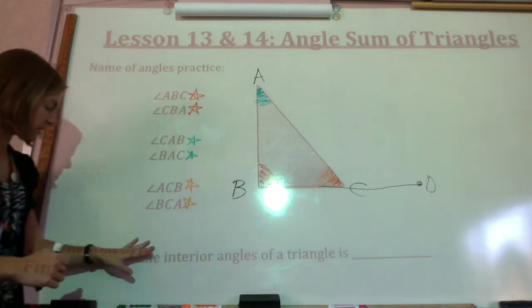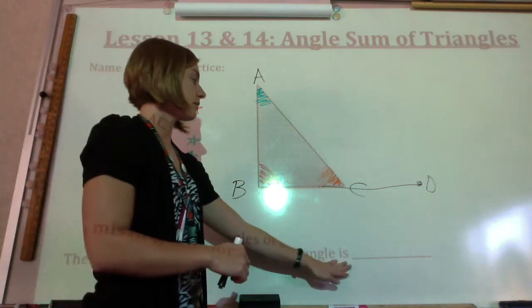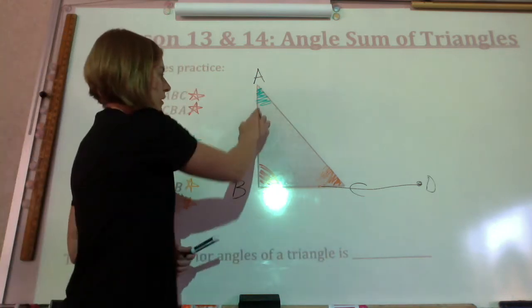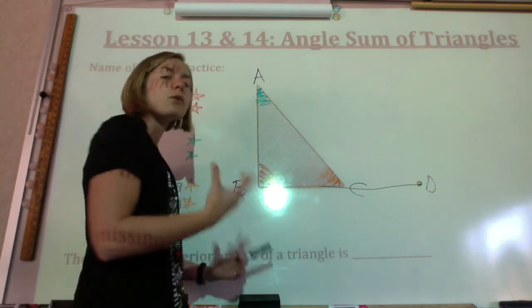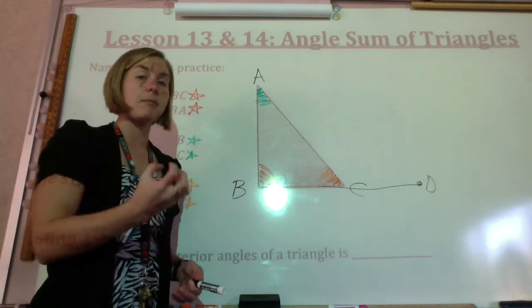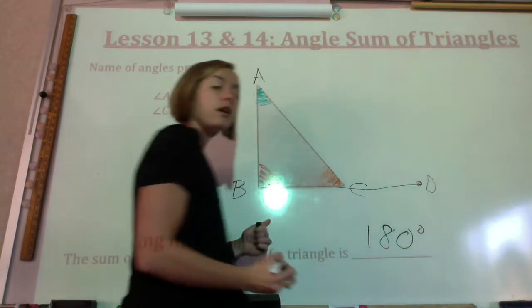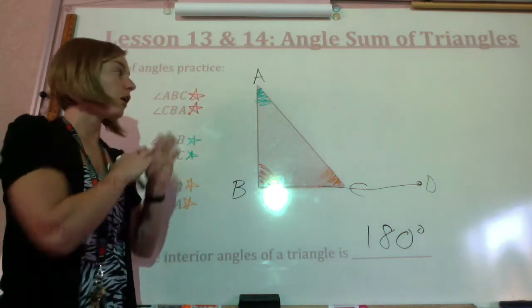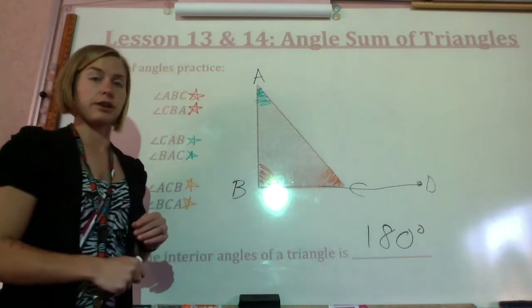Now let's finish up the sentence down here. The sum of the interior angles of a triangle is... it's just asking if I took the measure of this angle plus the measure of this one plus the measure of this one, what do they all add up to? And interestingly, all triangles add up to the same amount. They all add up to 180 degrees. All triangles, their interior angles, are going to add up to 180 degrees.